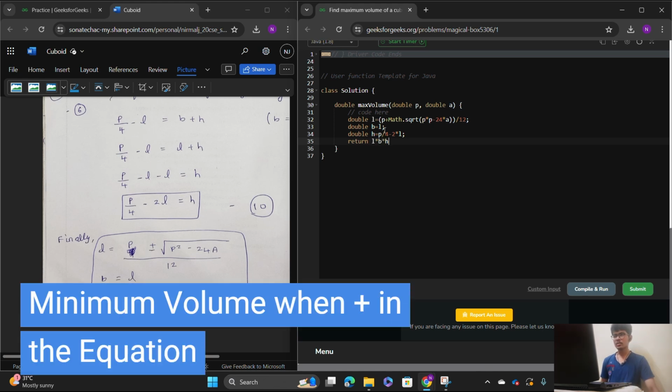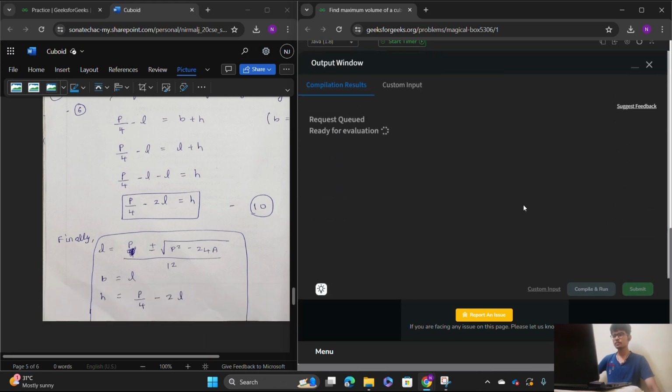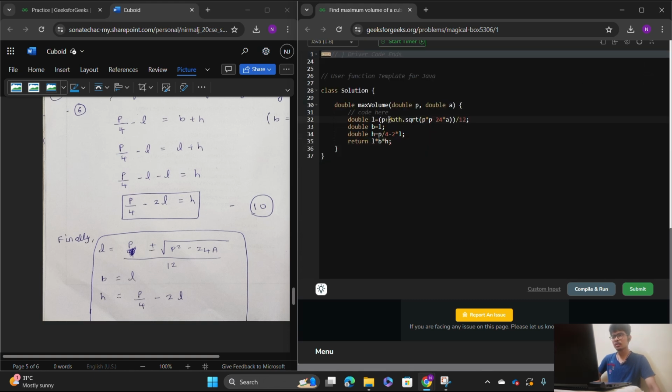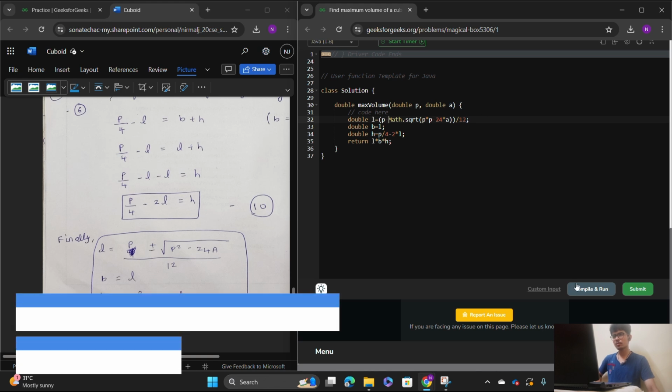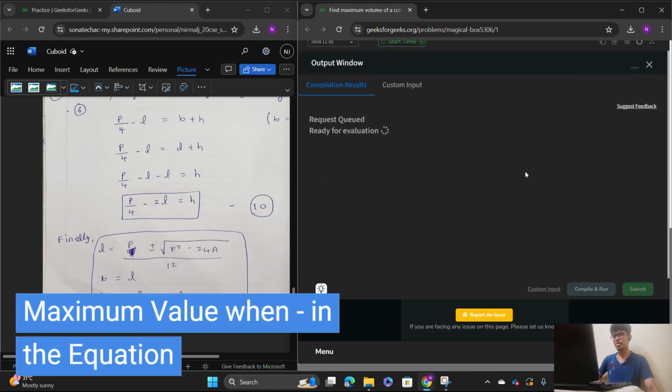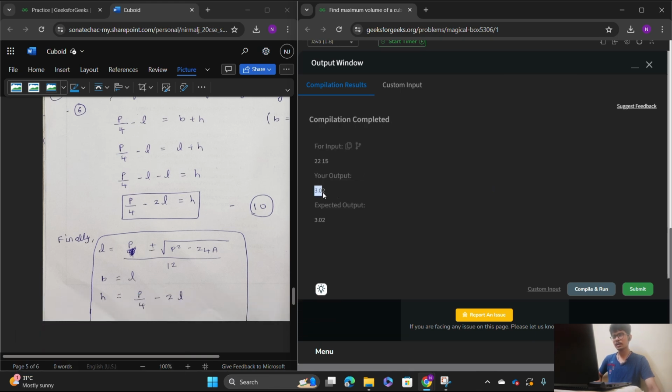Okay. So let me compile and see whether we can get the maximum value or not. I got minus 0.17 when I used plus here. When this equation I used plus here, I got minus 0.17. Okay, what will happen when I put minus? So this is my second equation. So in this case, let me see what I'm going to get here. I got 3.02, which is equal to the expected output.